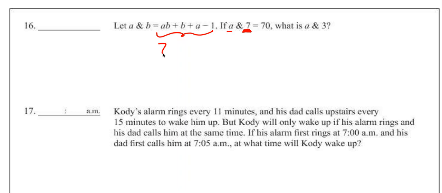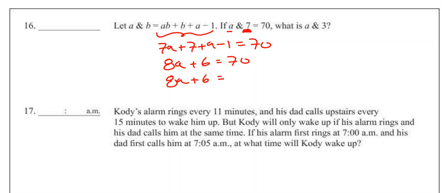So we have 7a plus 7 plus a minus 1 has to equal 70. So that means that 7a plus a is going to be 8a plus 7 minus 1 is 6 has to equal 70. So that means that 8a plus 6 has to equal 70, so minus 6, minus 6. So we get 8a is equal to 64, divided by 8, divided by 8, and so a is equal to 8.